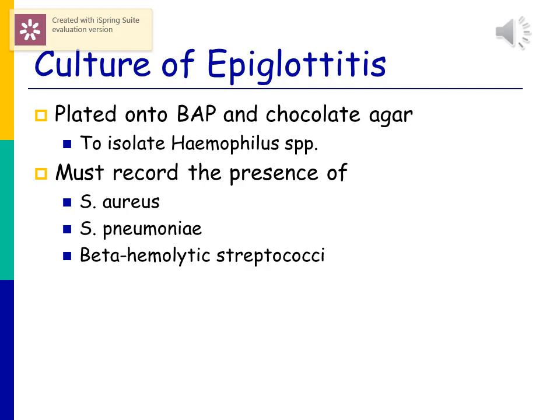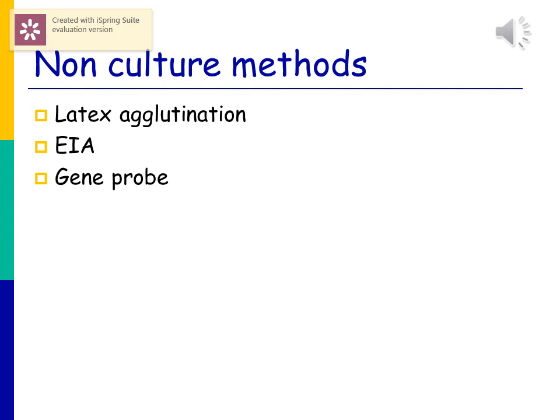So epiglottitis, again, you don't usually culture for it. If you did culture, if you had a swab that was from an epiglottitis, you would plate it onto blood and chocolate. You want to add that chocolate agar because you'd want to look for Haemophilus. You would also record the presence of Staph aureus, Strep pneumoniae, or any beta hemolytic streptococci. You can do non-culture testing such as latex agglutination, ELISA types of tests, and gene probes.